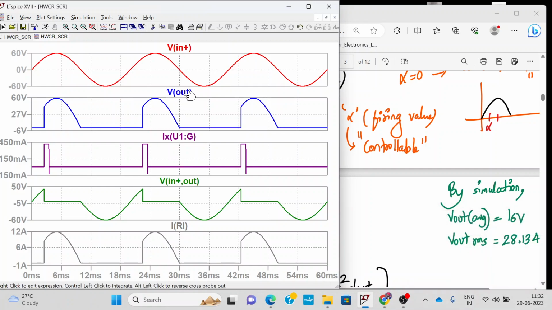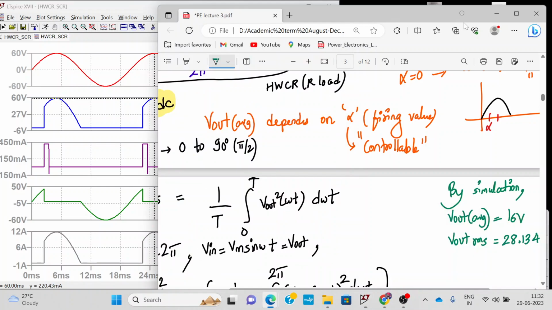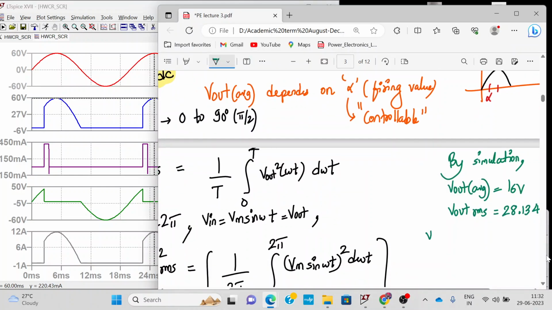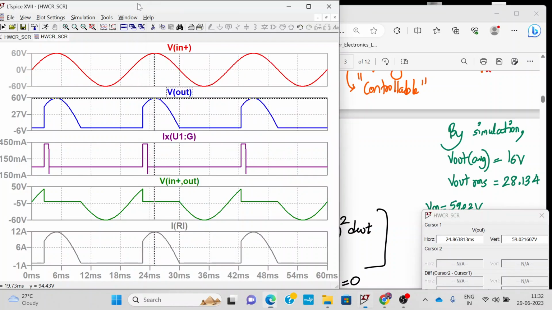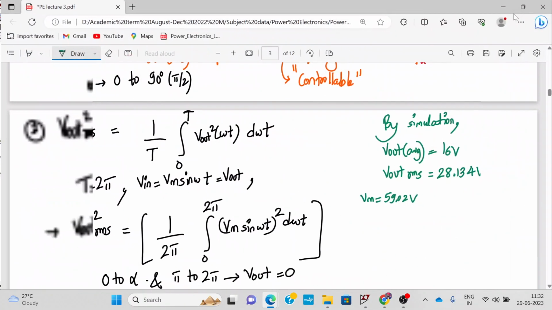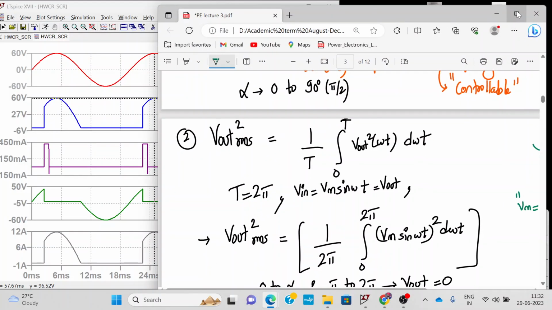Let me measure the peak value. Now we have considered an actual diode, so let me measure the peak value. The peak value over here, if I measure, is around 59.02. So Vm is 59.02. Now let's calculate the value. This is what we got from the waveform. So let's apply the formula over here.